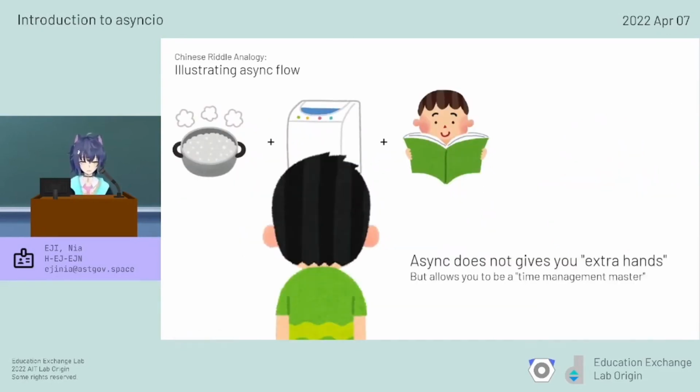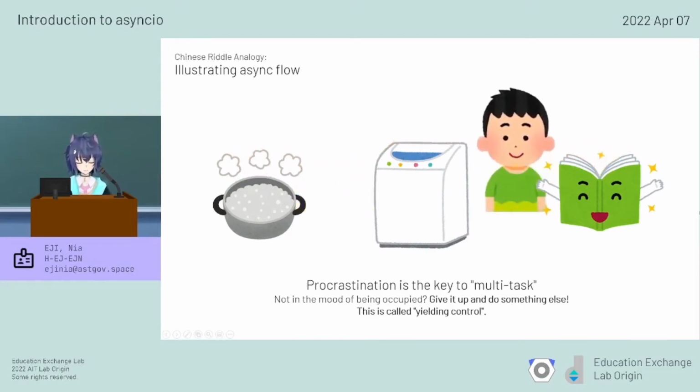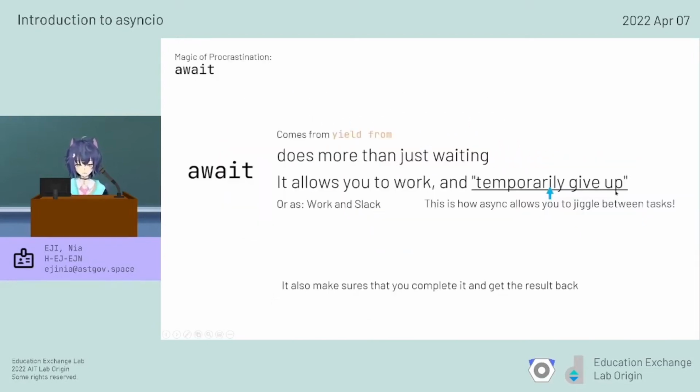Async allows you to be a time management master. Procrastination is async's magic to multitask. If you're not in the mood of being occupied, okay, give it up and do something else and come back to it later. Here comes the magic word, await.